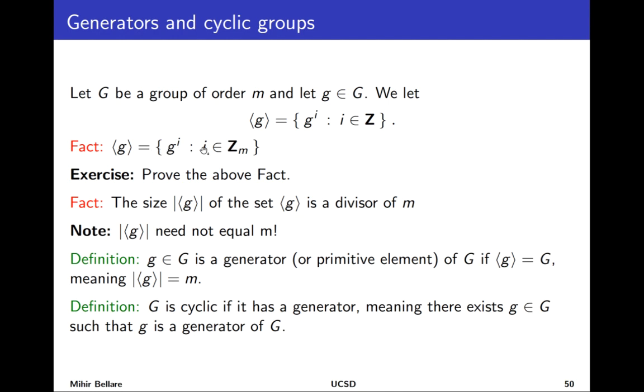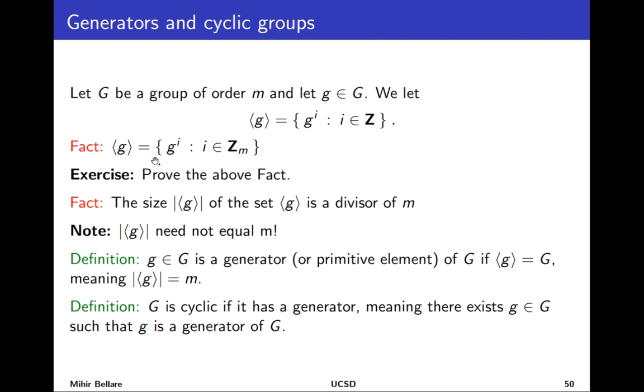No matter what, it turns out that the size of this set cannot be an arbitrary number. It has to be something that divides the group order m. So for example, if you have a group of order 12, this set, no matter what g you choose in the group, can never have size 5.